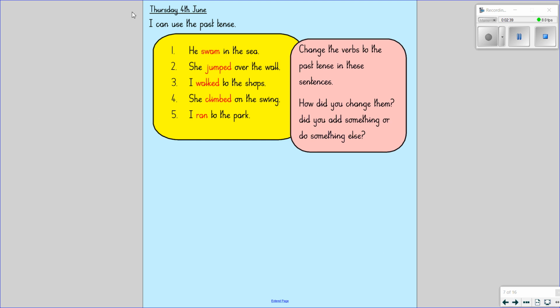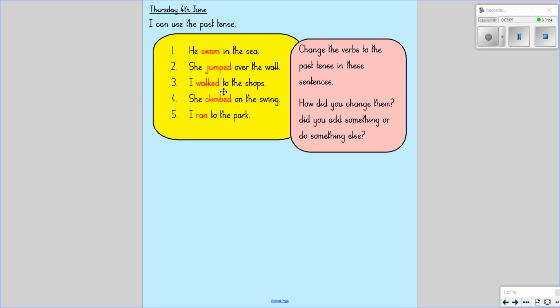How did you get on? He swam in the sea, she jumped over the wall, I walked to the shops, she climbed on the swing, I ran to the park. How did you change them? Did we add a suffix sometimes, and what was that suffix? You should know this is quite straightforward. We've done this a lot. The ed suffix often makes it past tense, doesn't it? Look at all those ed suffixes on those middle 3.